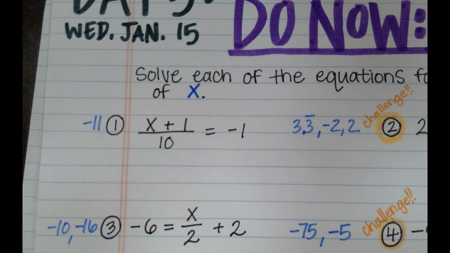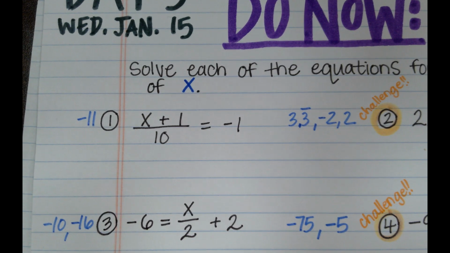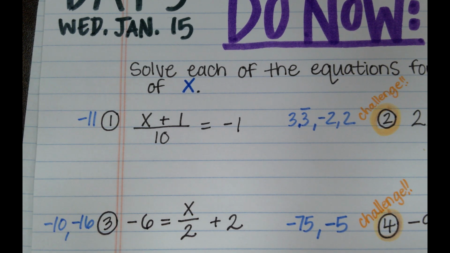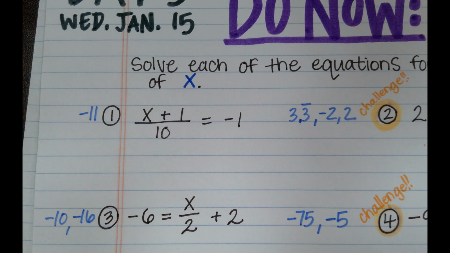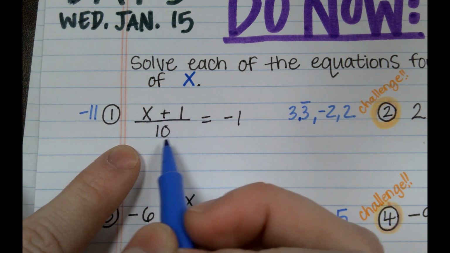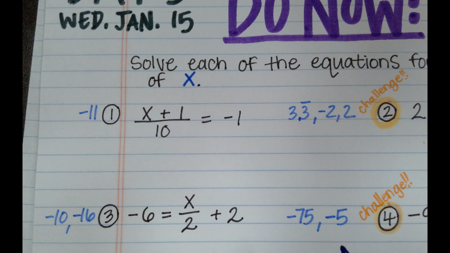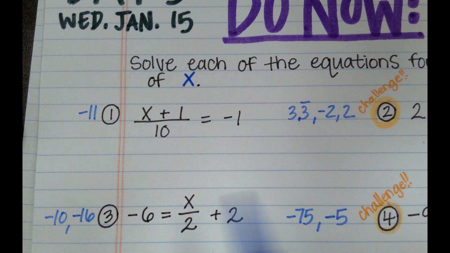So for number 1, who would like to tell me what I should do first? Multiply 10 by both sides. Okay, so multiply both sides of the equation by 10. That is correct. How do you know to multiply both sides by 10? Because it's dividing. Yeah, we have this side of the equation being divided by 10, and we need to get rid of that. So to get rid of division, we do the opposite, we multiply.